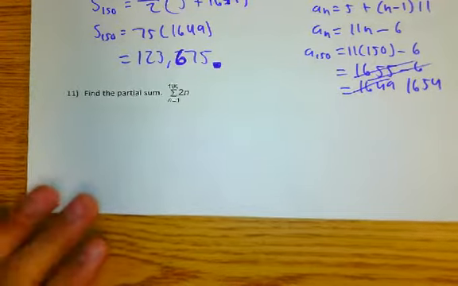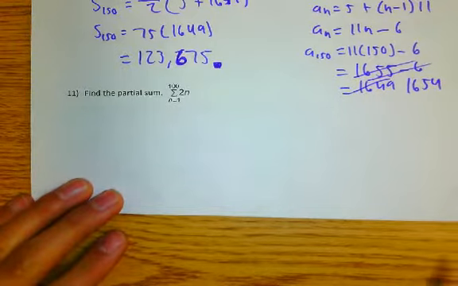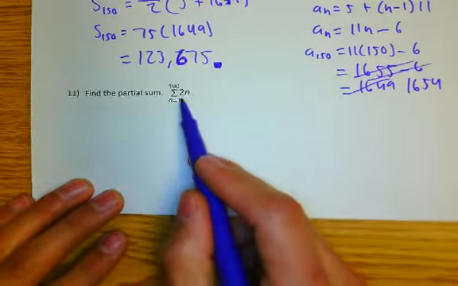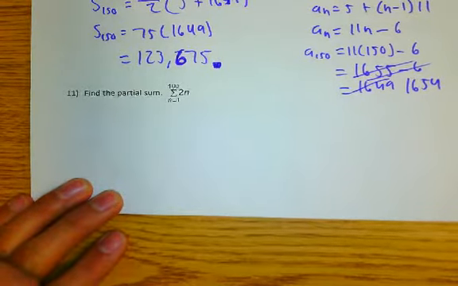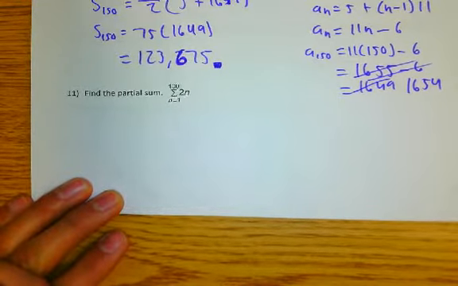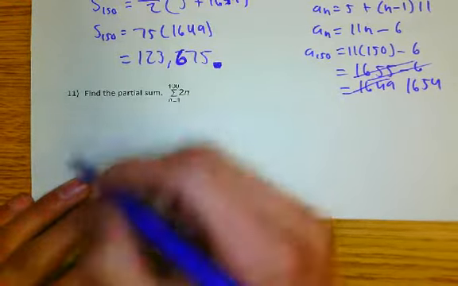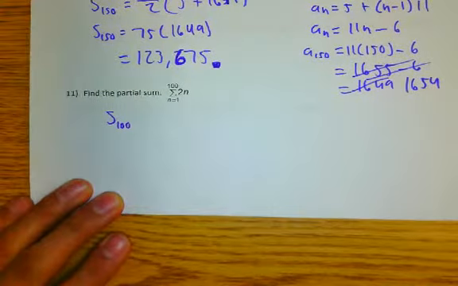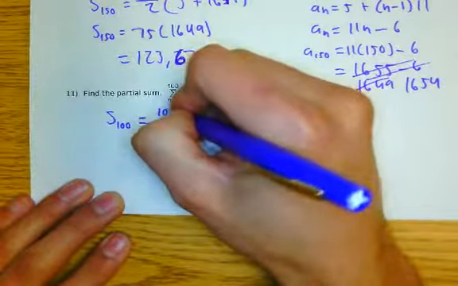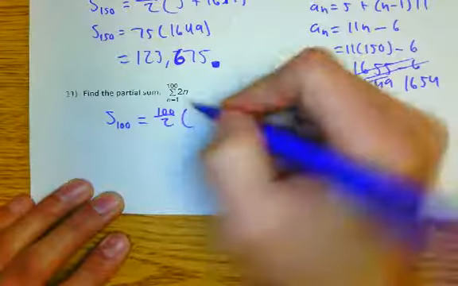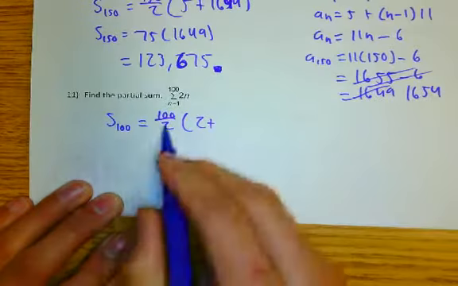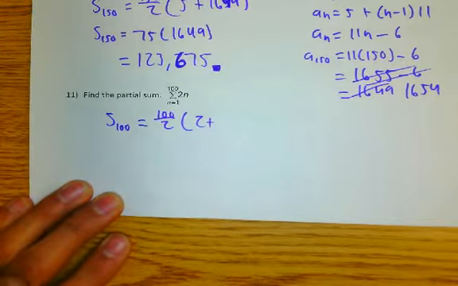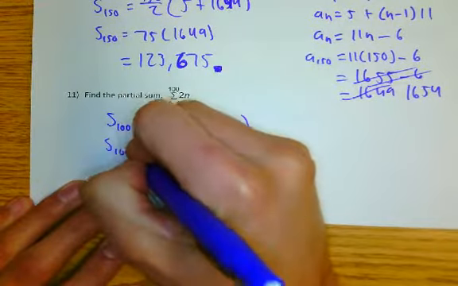The 100th partial sum. So that means S of 100 equals 100 over 2 times, well, do you know the first term of the sequence? Well, it's not given to you, but it's very easy to find. 2. Do you know the 100th term? 200. S of 100 equals 50 times 202. Well, what's 202 times 5? 1010, right? So 1010 and just add a 0 because of the 50. And we're done.